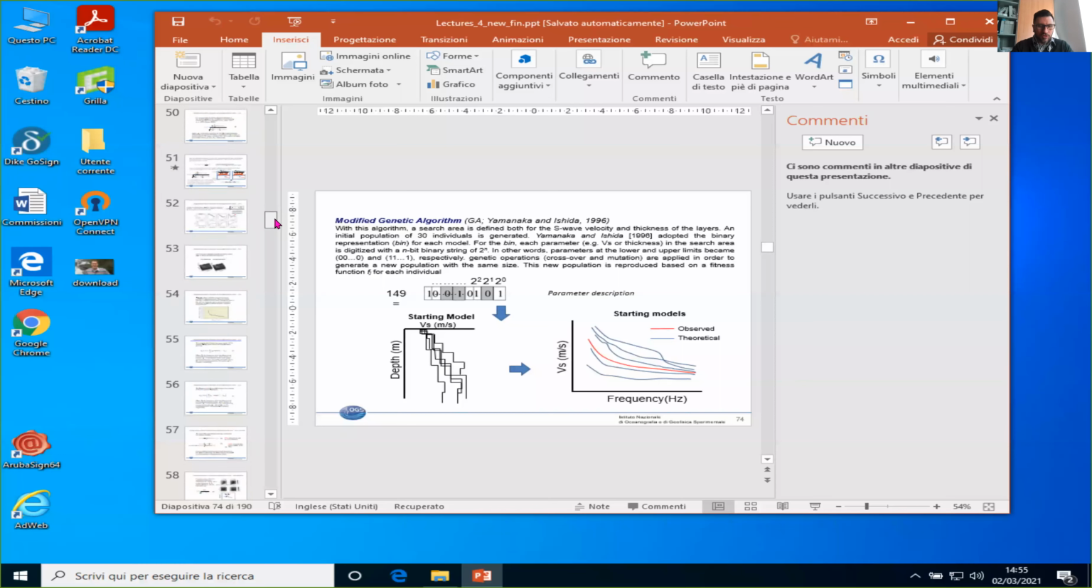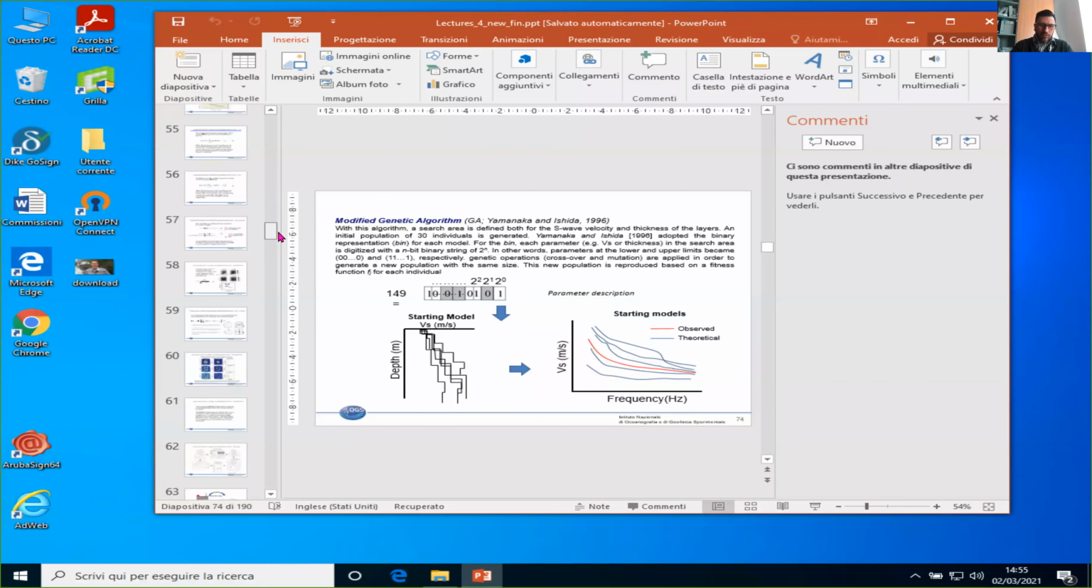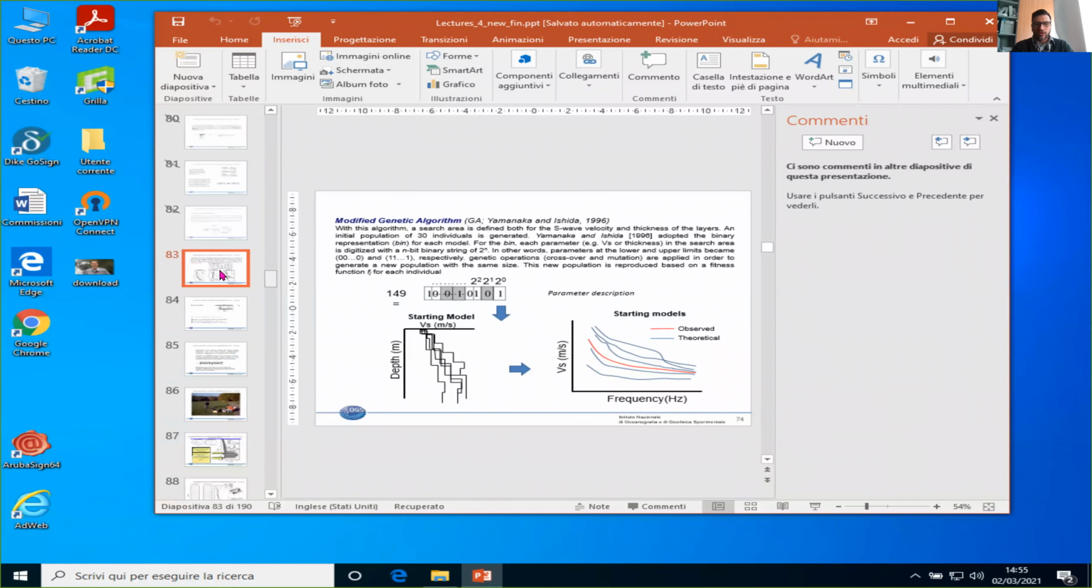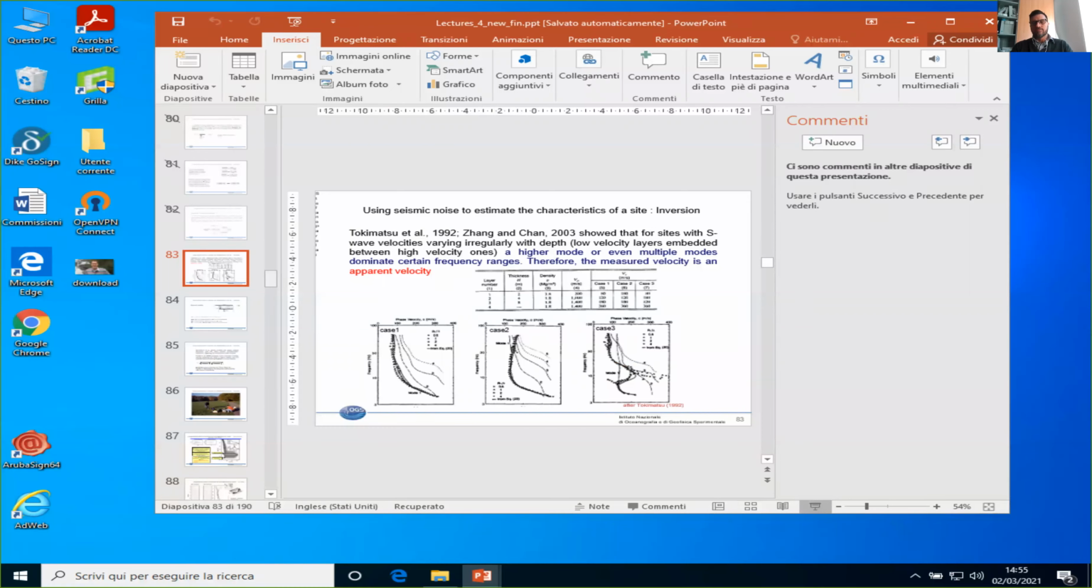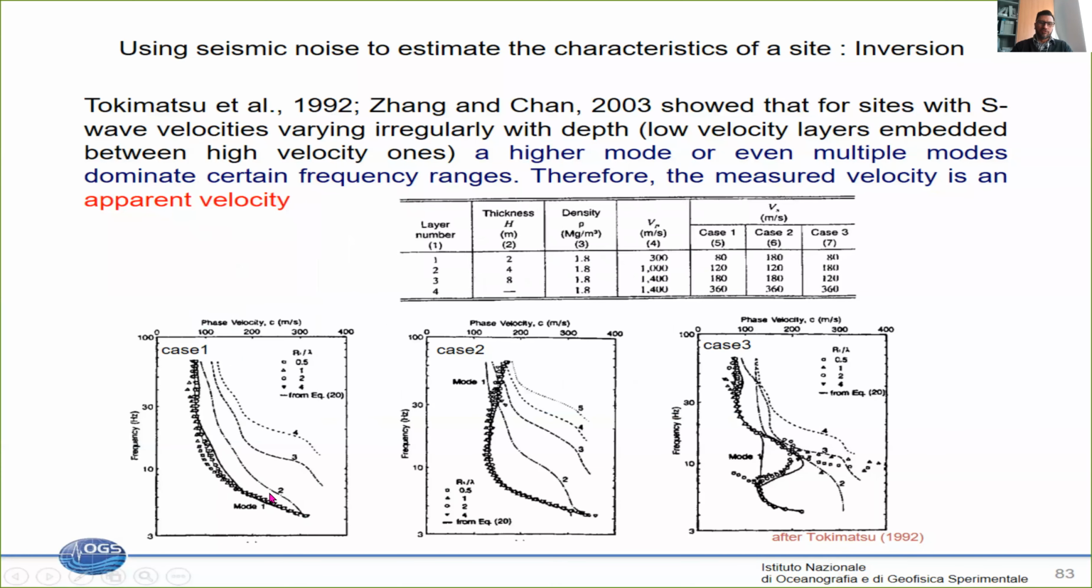I'm just trying to find a figure, but we will see it later when we discuss the dispersion curves. But just for your curiosity, here, for example, you see this is the case where the fundamental mode is dominant. This is the case where the modes are mixed and the dispersion curve cannot distinguish the different modes. And also here, you have a mix of fundamental and higher modes. So this is accounted for in the inversion, and you can tell the inversion to apply this.